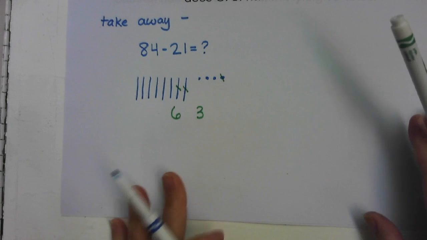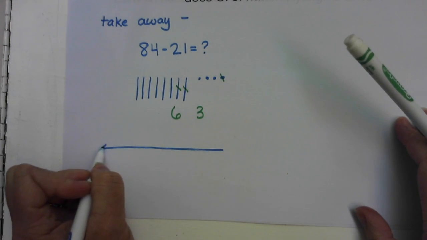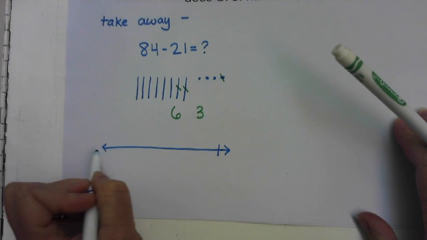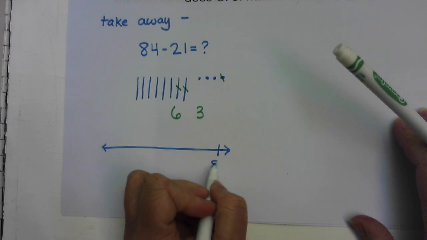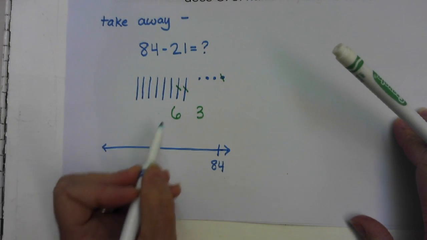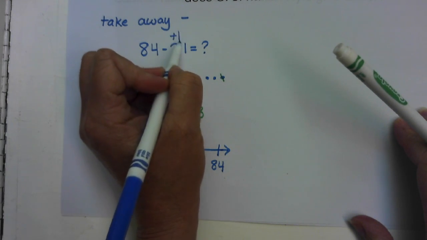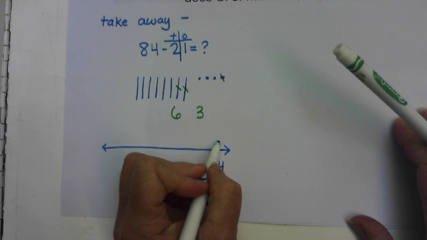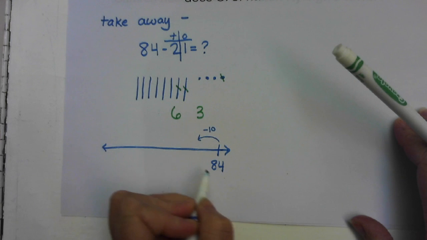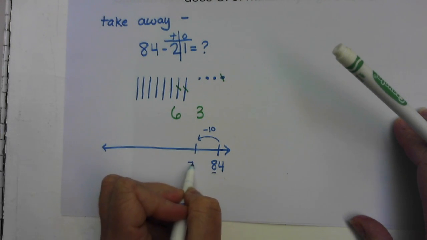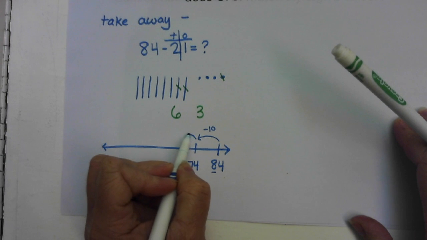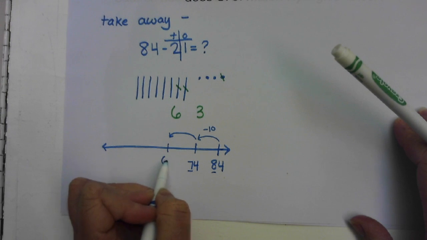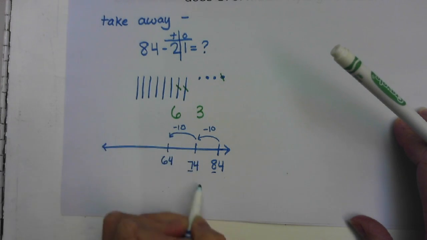I'm going to solve this with a number line really quickly. This is an open number line. When we subtract, we start on the right because we're going to be going backwards towards 0, or towards the lower side. So 84, we're going to subtract 2 tens and 1 one. I know 84 minus 10, if we go backwards 1 ten, is going to take us to 74. If we go backwards 1 more ten, 7 tens minus 1 ten is 6 tens, 64. So there's our 2 tens.